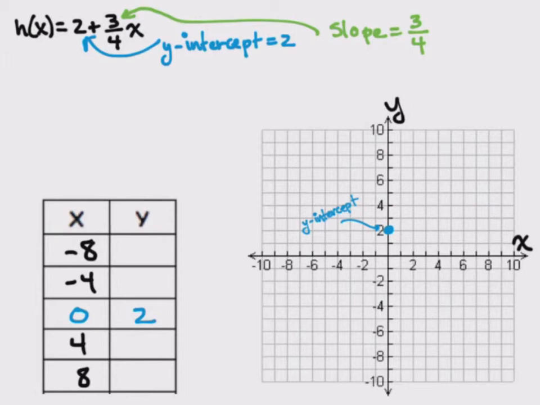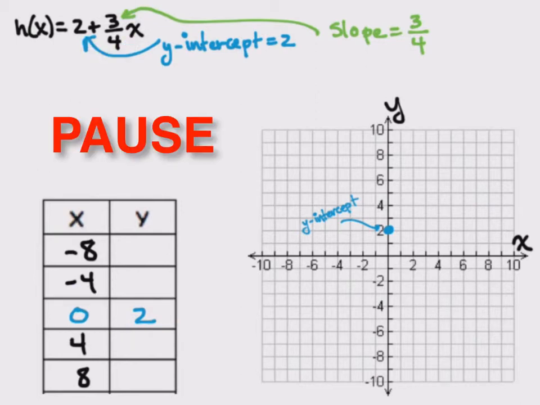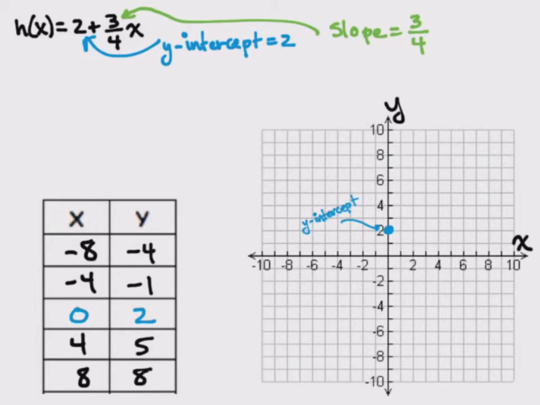Now that we've identified the x values we want to use, why don't you pause the video and find the y values. Now you're welcome to use the equation to do this, but perhaps you can start anticipating what these y values are going to be given this intercept and the fact that you know the slope is 3/4. Alright, now that we have our ordered pairs, let's go ahead and graph them.